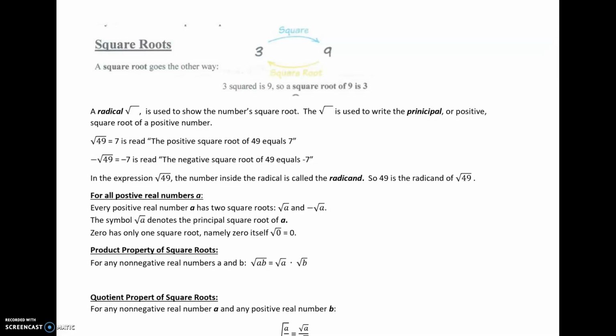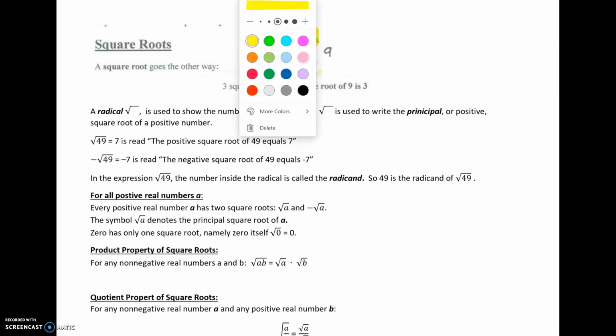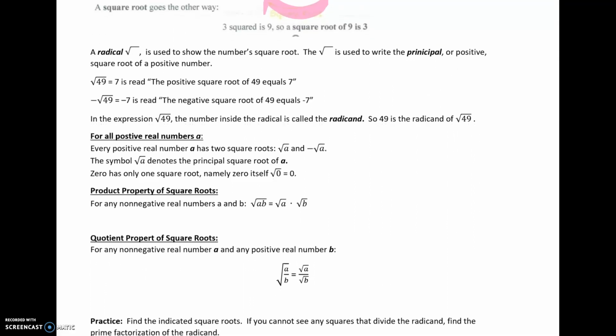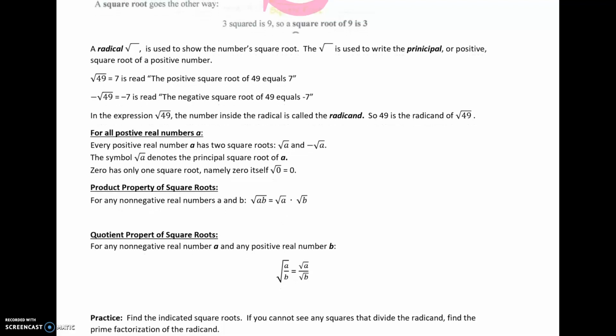When we talk about square roots, it says 3 squared in blue is 9, and then you can work it in the other way. So when we square 3, we get 9. When we take the square root of 9, we get 3. A square root goes the other way. 3 squared is 9, so the square root of 9 is 3. A radical is used to show the square root of a number. The radical is used to write the principal or positive square root of a positive number.